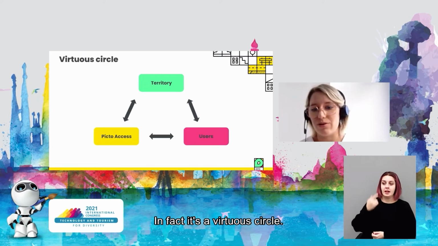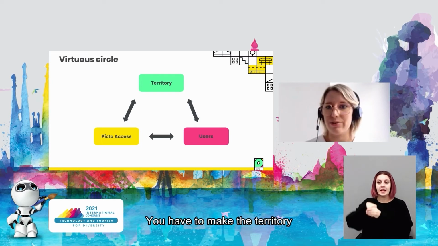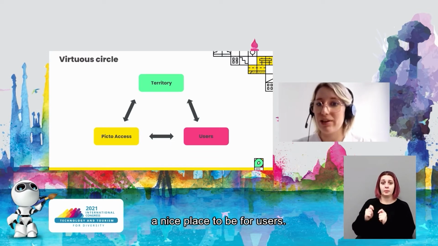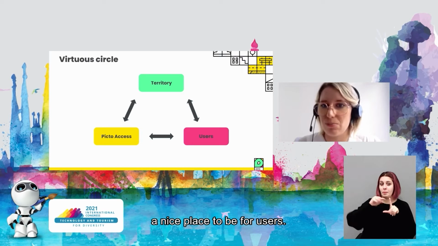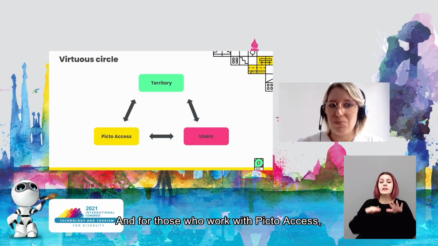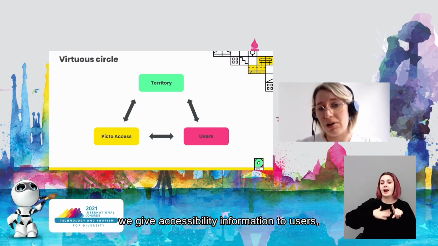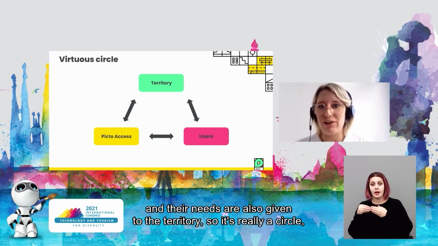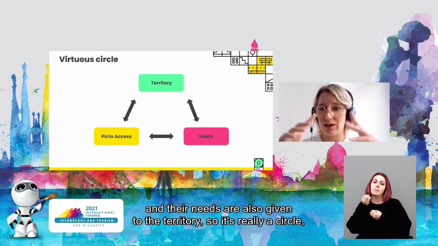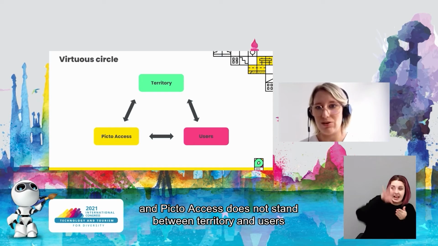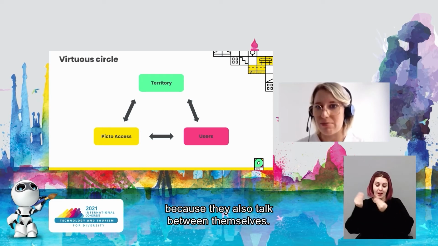In fact, it's a virtuous circle. You have the territory who has to make the territory a nice place to be for the users. And for this, they work with Picto Access. Picto Access gives the accessibility information to the users. Users give their feedback, and the feedback goes to the territory. And also the needs are given to the territory. So it's a circle. And Picto Access is not here between the territory and users, because they also talk between themselves.